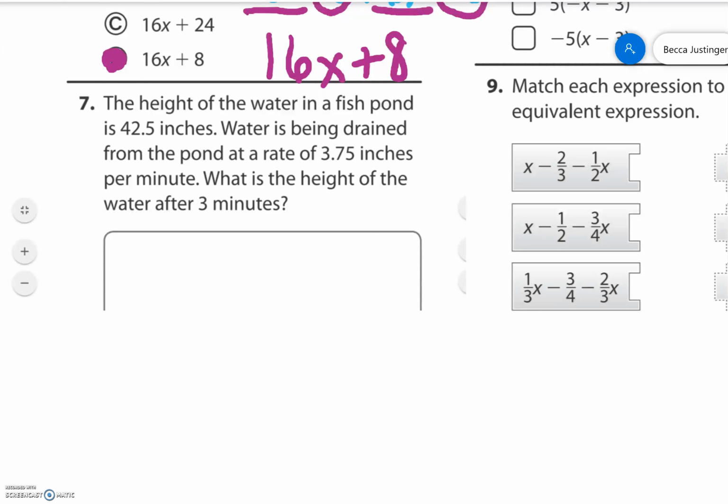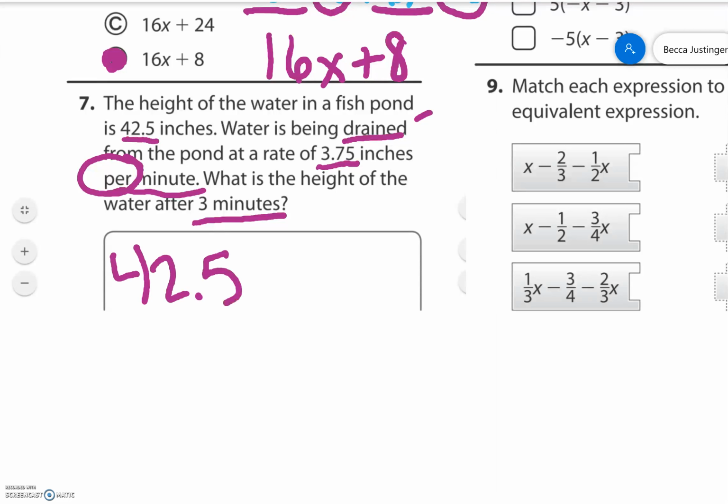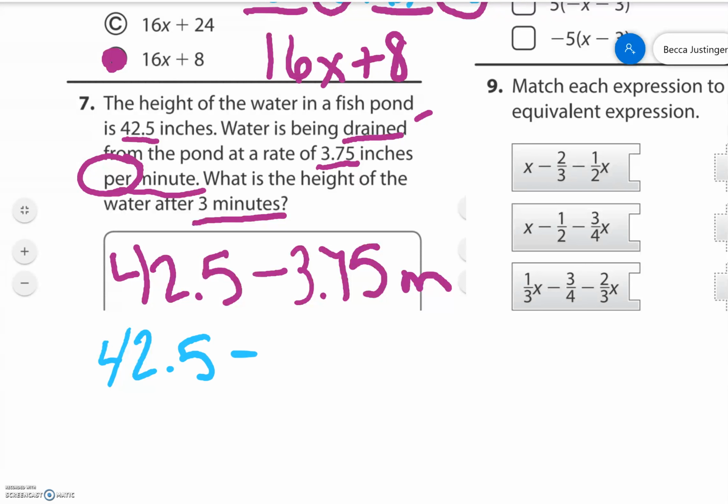Number 7, the height of the water in a fish pond is 42.5 inches. Water is being drained, so it's taking away from the pool at a rate of 3.75 inches per minute. What is the height of the water after 3 minutes? So we're starting at 42.5, and it's being drained, so minus 3.75 per minute. So that's my expression that I'm going to use. But now they want to know what's going to happen after 3 minutes. So instead of M, I'm going to plug in 3.